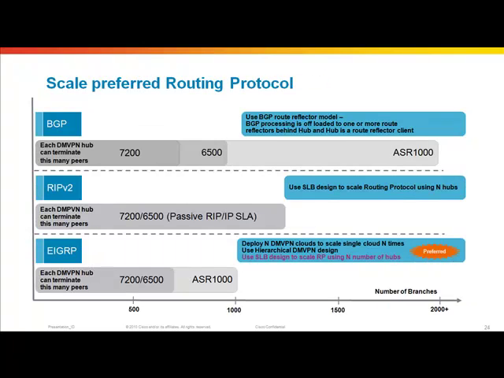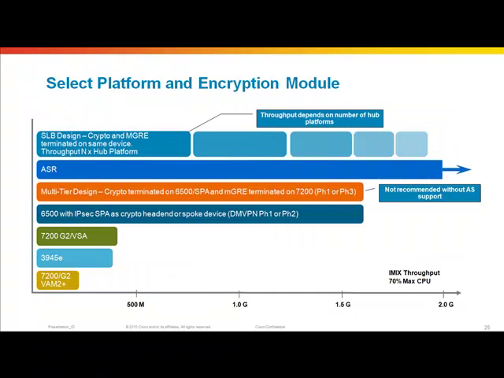Another way of looking at it is to scale the preferred routing protocol. So if you prefer BGP or RIP version 2 or EIGRP, you could stick OSPF in this mix too. Here are the different platforms you could use with these and so on. So you go look at it: I prefer using EIGRP, what platform should I use? And here are some of the numbers that you can see here.